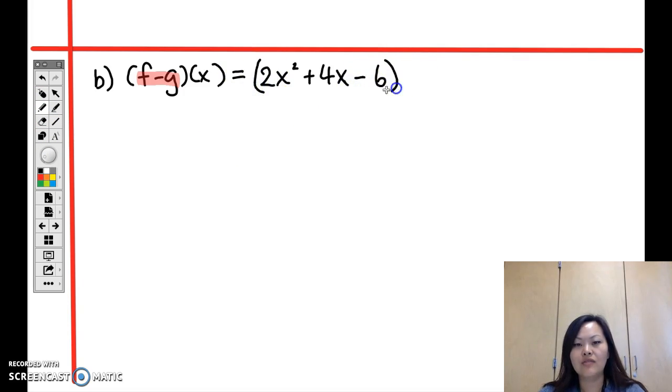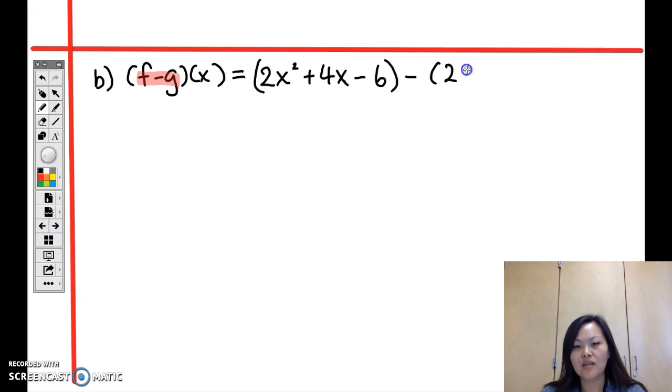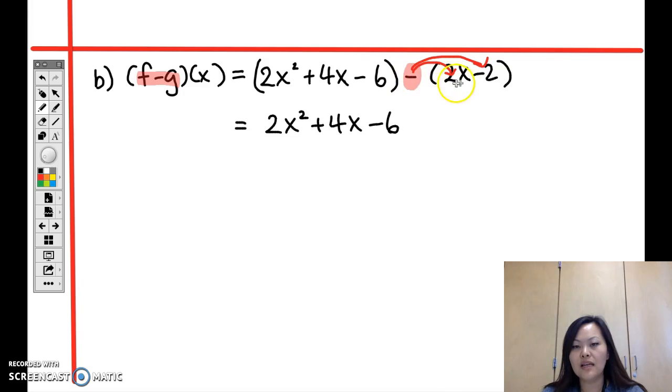And then I have to subtract g of x from f of x, right? So what is g of x? g of x is 2x minus 2. So I'm going to subtract 2x minus 2. Right? So this is f of x and this is g of x. Now the tricky part over here, we're subtracting, right? So when we subtract, we always have to remember before we open up the parentheses, we have to distribute the negative, okay? So that's going to give us 2x squared plus 4x minus 6. Then when you distribute the negative to the 2x, you get negative 2x. And the negative 2 now turns into a positive 2.